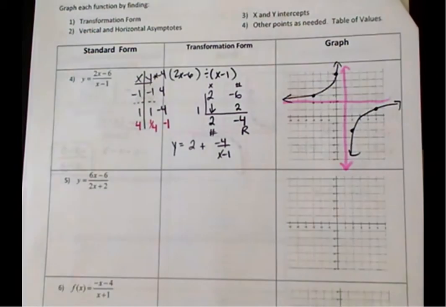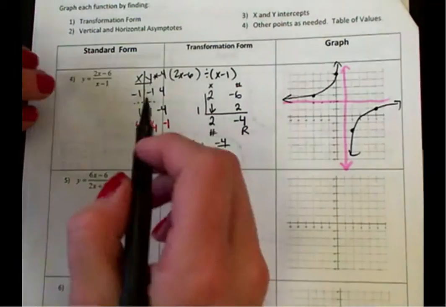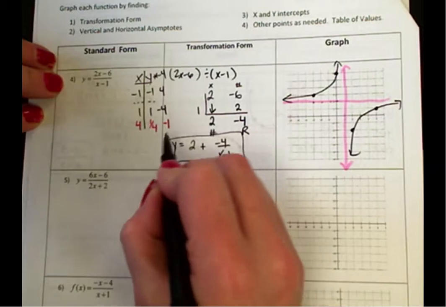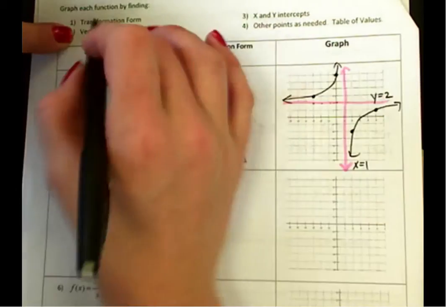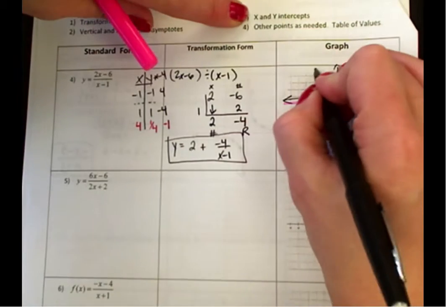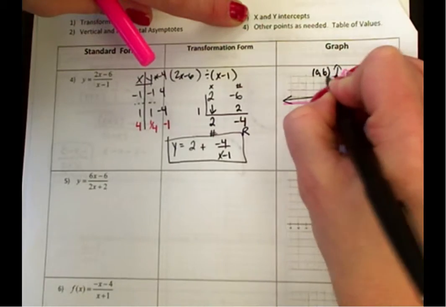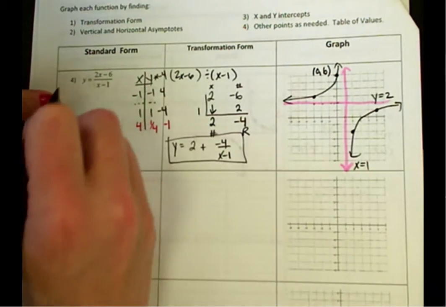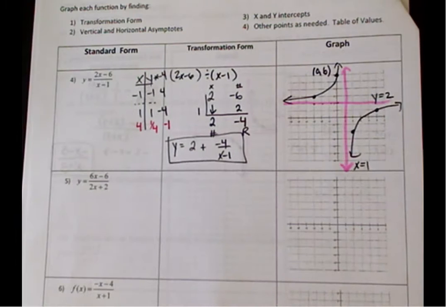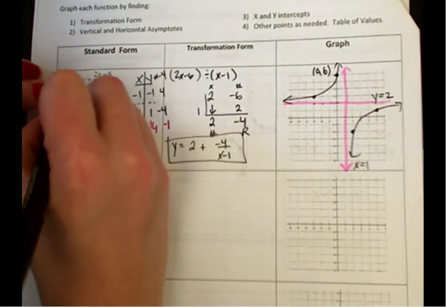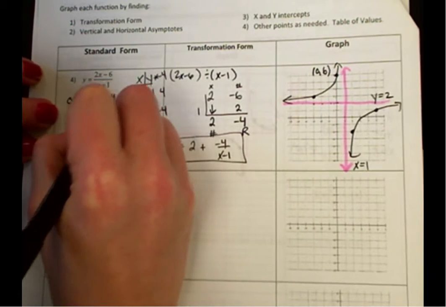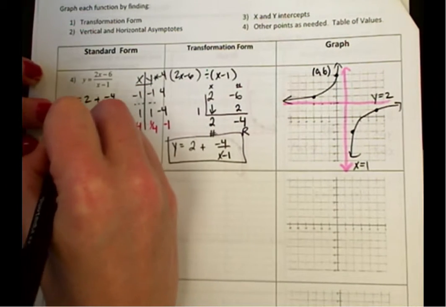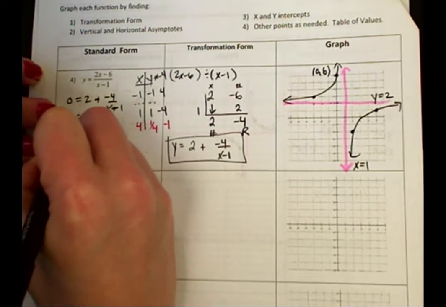Okay, now I have the y-intercept plotted, so I'm just going to write it down. Transformation form, check. Asymptotes, x equals 1, y equals 2, check. X and y intercepts, so we've got 0, 6, check. X-intercept, okay. Well, it doesn't actually matter which equation you use to solve for your x-intercept. It doesn't. 0 equals 2 plus -4x minus 1. So -2, -4x minus 1.